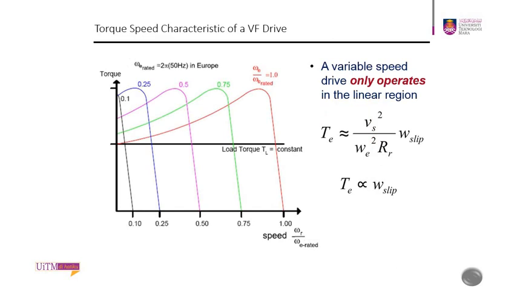In this example here, if you look at the percentage, if you are driving at, let's say, 0.1% of the rated speed, 0.75, you have your different hertz to voltage ratio. So the variable speed drive only operates on the linear region here, the linear region.